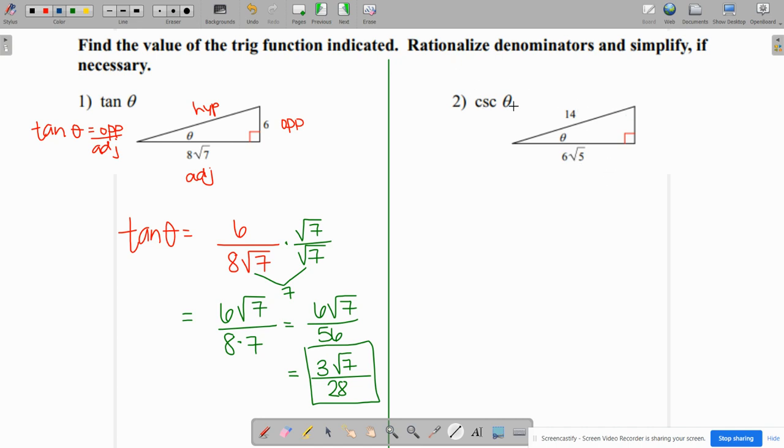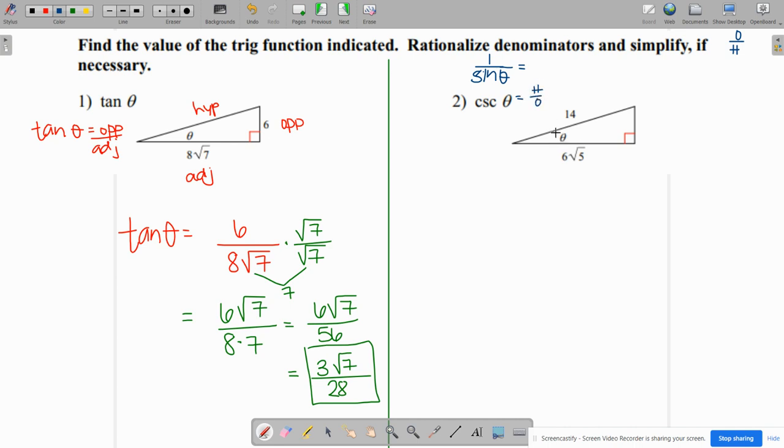So let's remind ourselves that cosecant is the reciprocal of sine. Whoops, I still have the line tool on, so let me change that to the pen. So it's the reciprocal of the sine of theta, so 1 over the sine of theta. And sine is opposite over hypotenuse. So cosecant, being 1 over sine, is going to be hypotenuse over opposite.